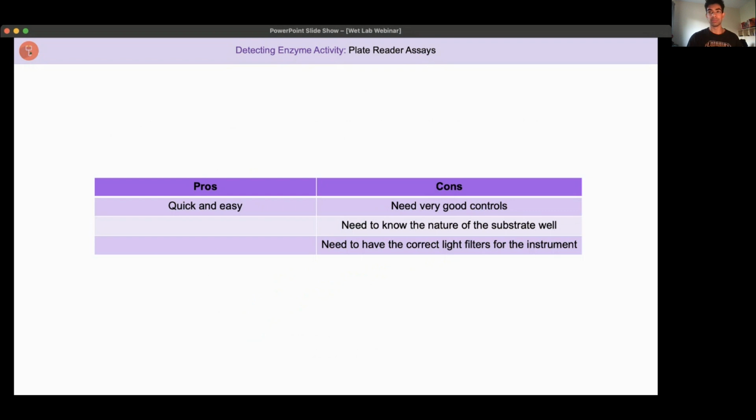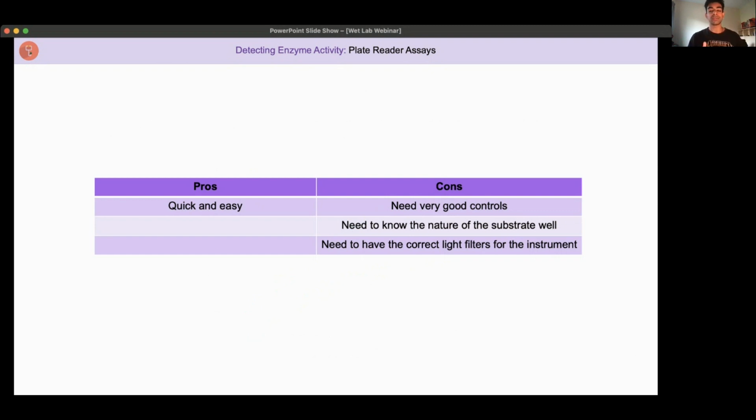Like I mentioned, you can do 5, 6 of these in a day. It's very easy, but there's always a but. You have to have very good controls. Something like you have to look at the substrate alone with the buffer itself, just to make sure that the substrate isn't being cleaved just by itself without the enzyme present, because that would lead to a false positive result.